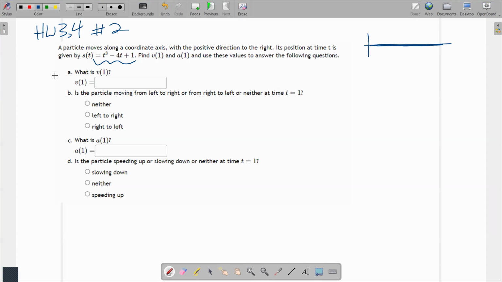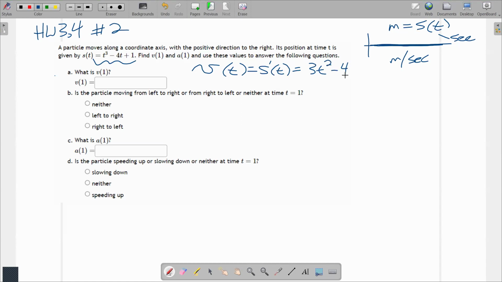So this could be meters per second, for example. So velocity, and then meters could be our position at any time in seconds. All right, let's see. First, I'm going to write down my velocity function, which is the derivative of the position function. How about 3t squared minus 4?